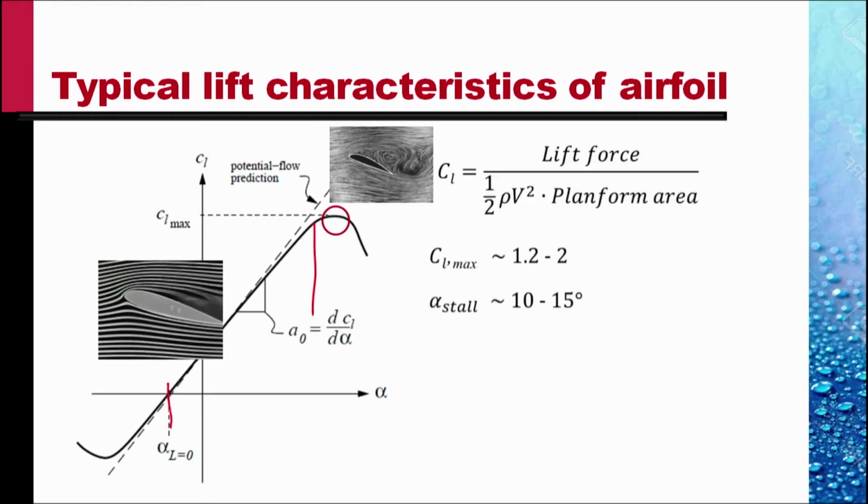The typical value of CL max that we obtain varies between 1.2 and 2. There are ways to get a higher CL max, but that is obtained not with plain wings but wings with articulating attachments. And the angle of attack at which such a wing stalls is typically between 10 to 15 degrees.